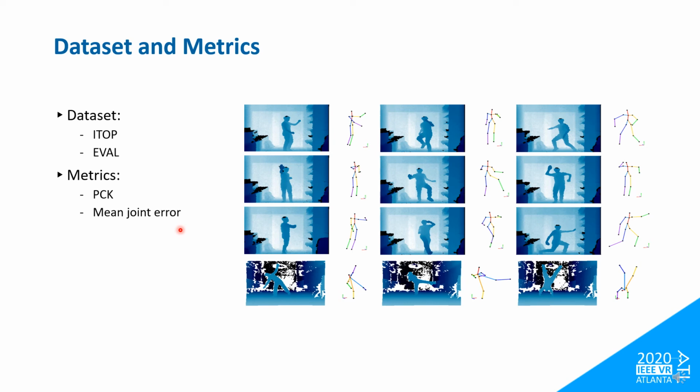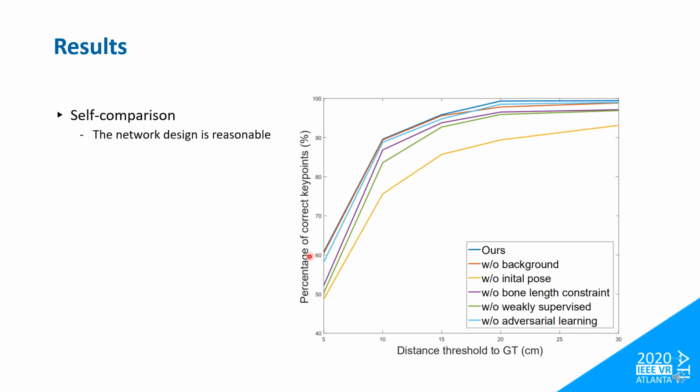On the right side, we show some qualitative results. The first three rows show the results of the ITOP dataset, and the last row shows the results from the EVAL dataset. Here is the result of the self-comparison experiment. As the curve graph shows, our network design is reasonable.